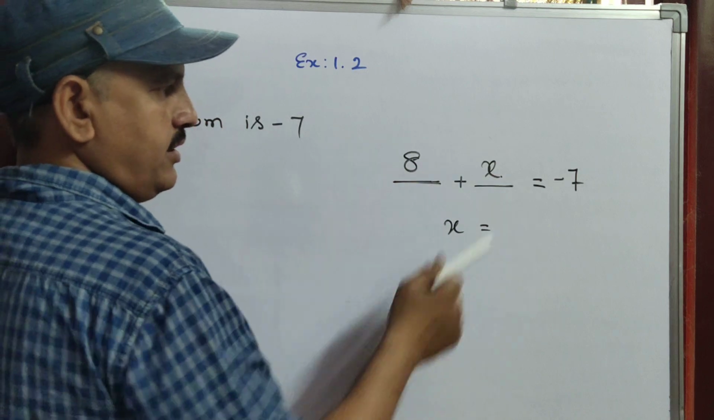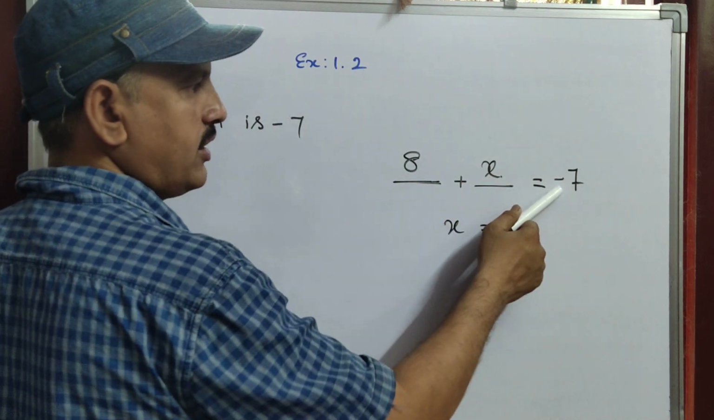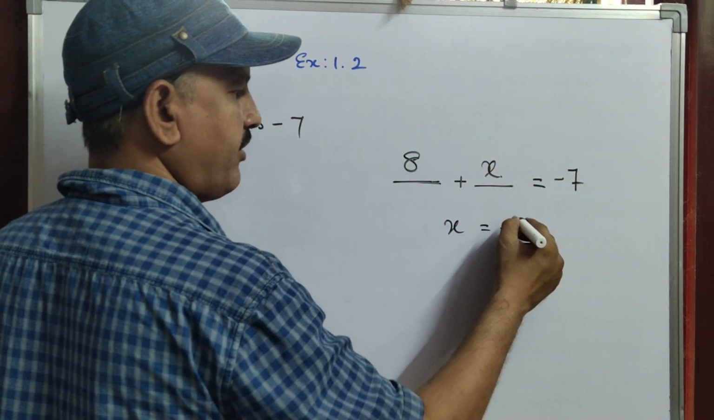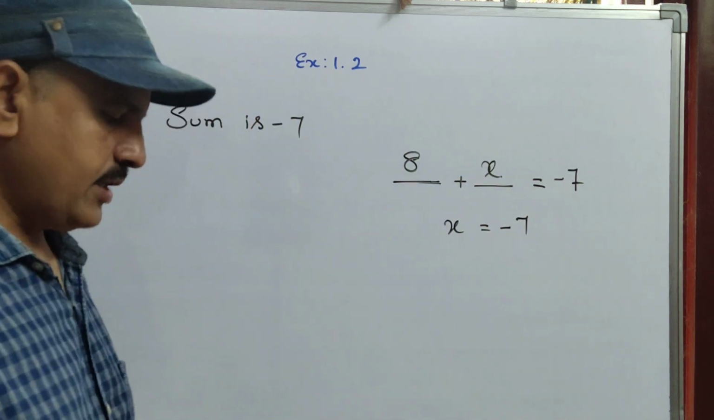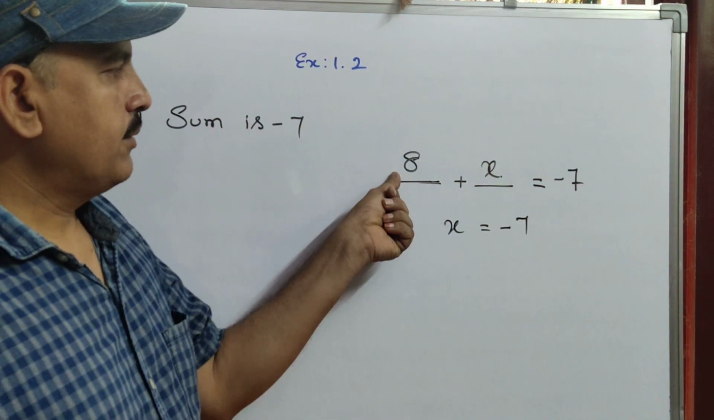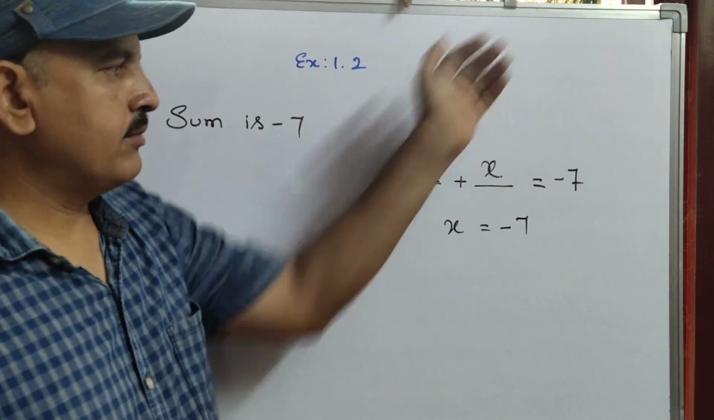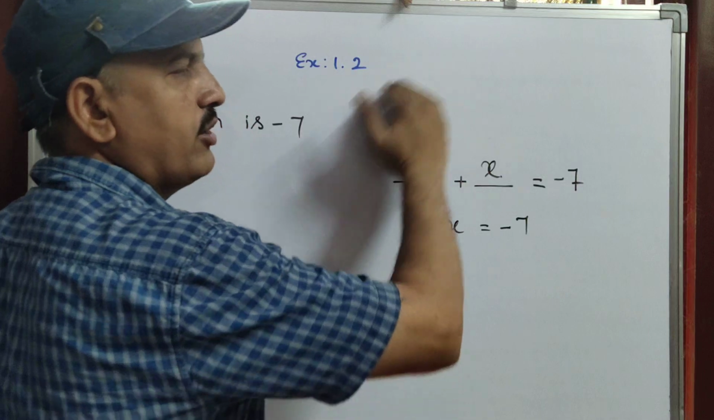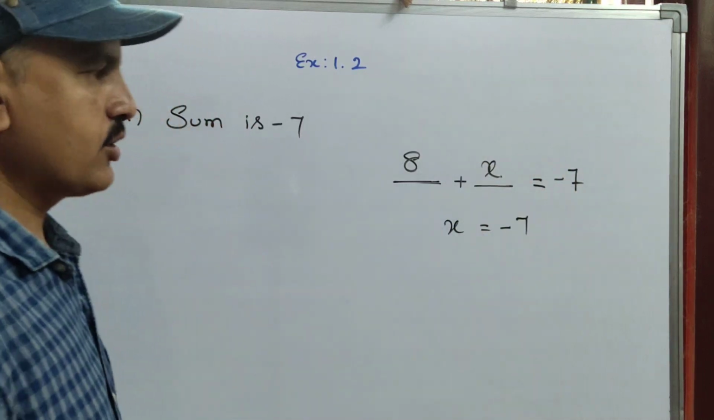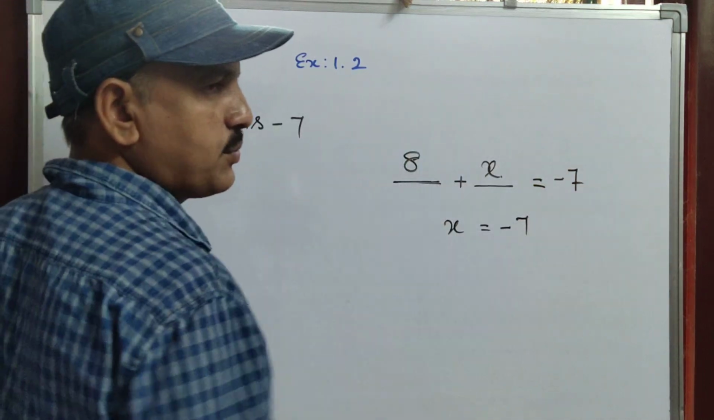Here you want x, so first write x equal to -7. Now, some concept is there here, children. Here it is plus 8. When plus 8 transfers from this side to that side, going across the equal sign, we call it transposition.